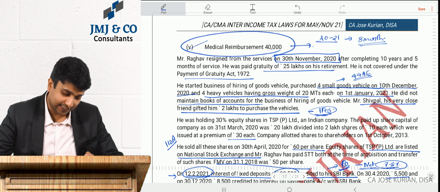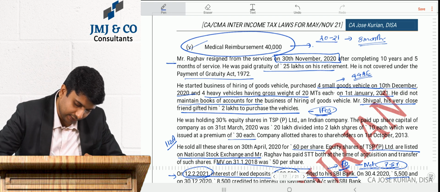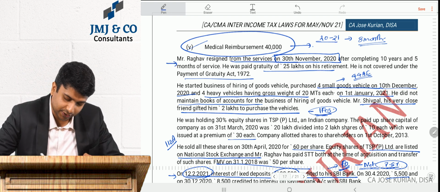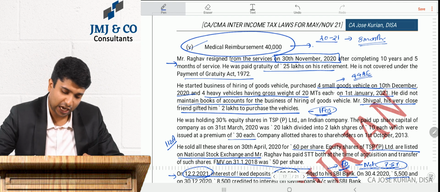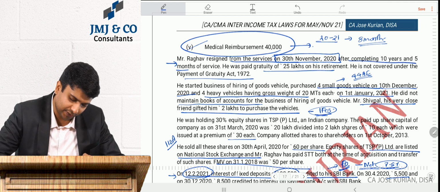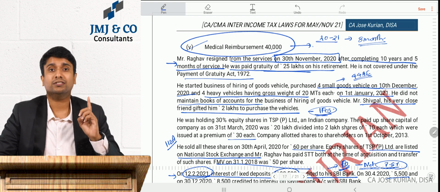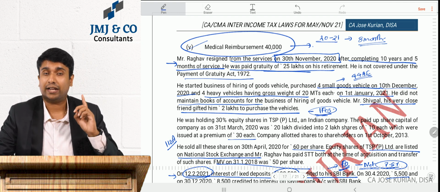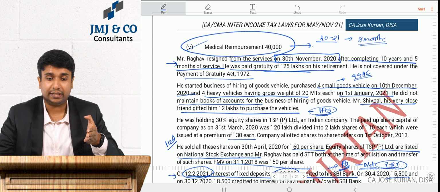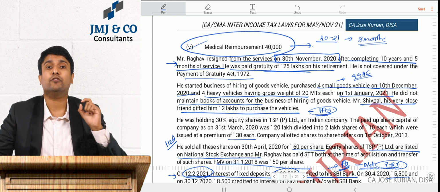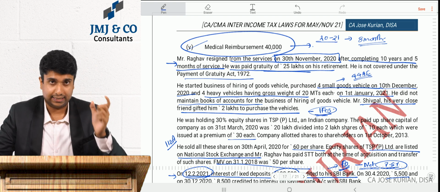So moving on to the next adjustment. Mr. Raghav resigned from the services on 30th November 2020 after completing 10 years and 5 months of service. He was paid a gratuity of 25 lakhs on his retirement. So what is the treatment of gratuity, friends? Treatment of gratuity is very simple. When he receives gratuity, it will be taxable and he is eligible for an exemption under section 10(10).